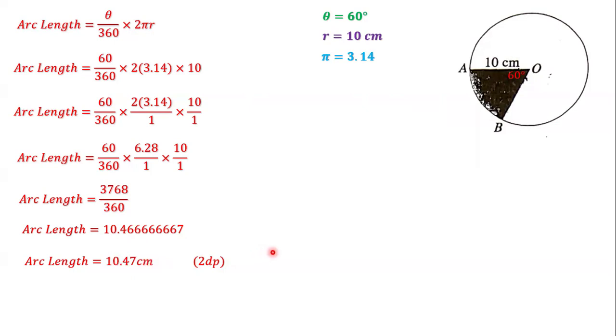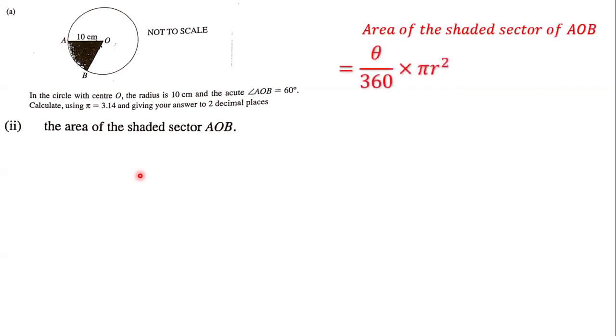Now, what we need to do? Well, we need to determine the area of the shaded sector AOB. And so they're referring to this particular sector AOB. We already determined what the arc length was, so we need the area of this shaded portion. And in order for us to figure out the area of the sector, we're going to use the formula for the area of a sector of a circle, which is theta over 360 multiplied by pi r squared.